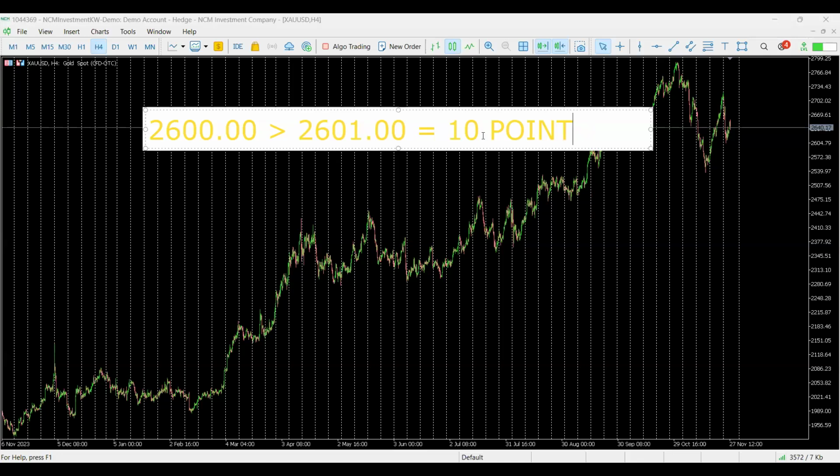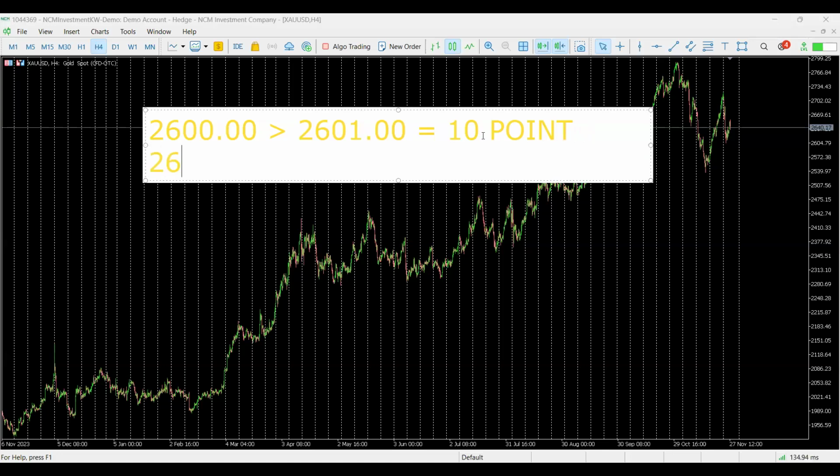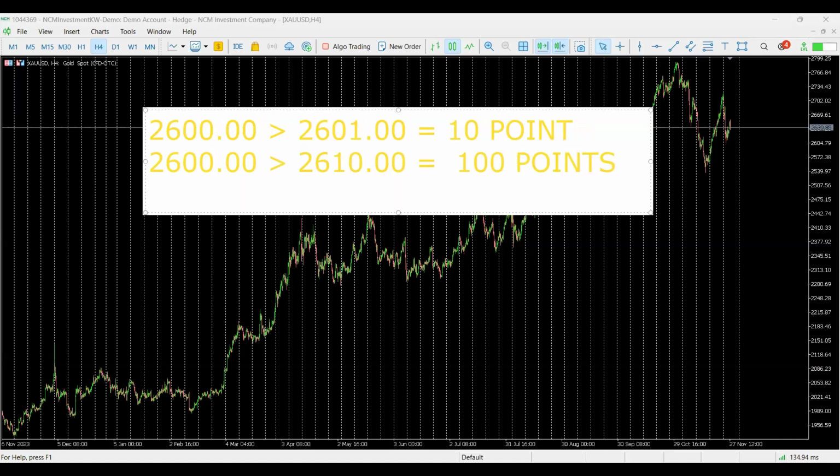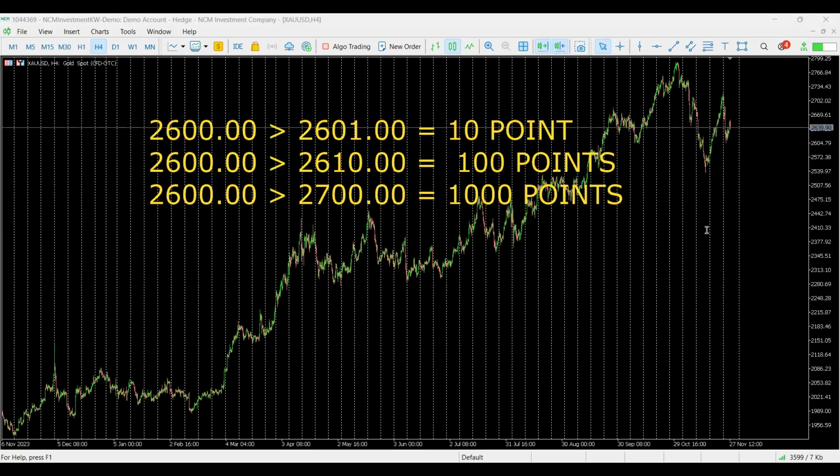Then if gold goes from 2600.00 to 2610, this is a 100-point movement. Similarly, if it goes from 2600.00 to 2700.00, this is 1000 points. Take a screenshot if you want. Maybe it's not clear because of the background, but you'll get an idea. And of course, you're going to get the recording as well.